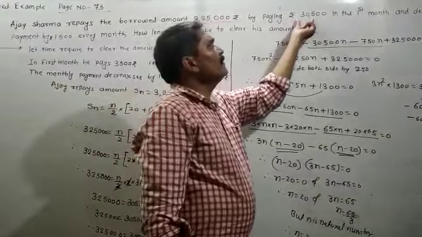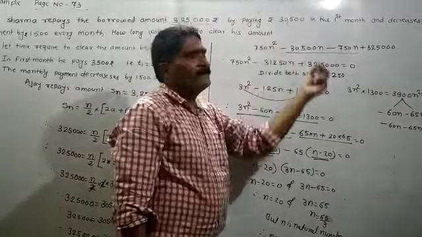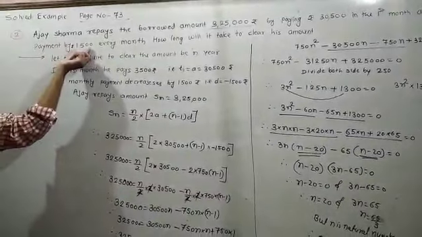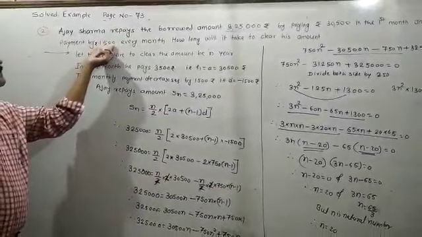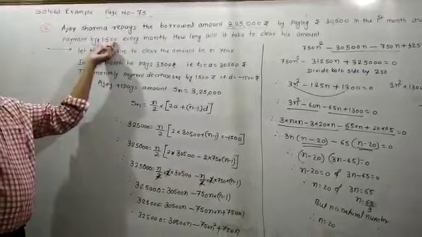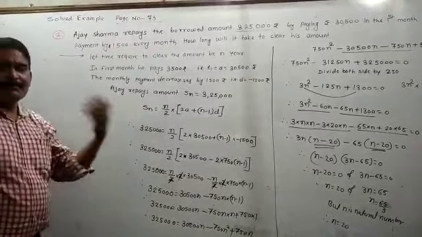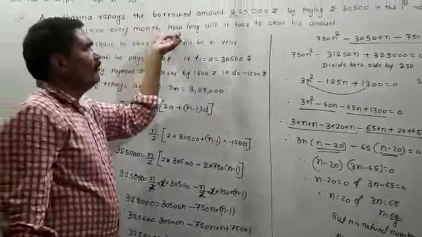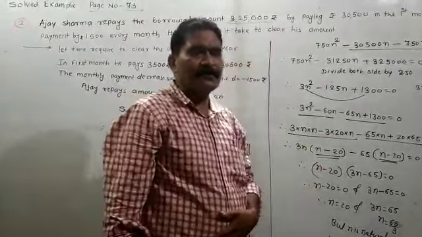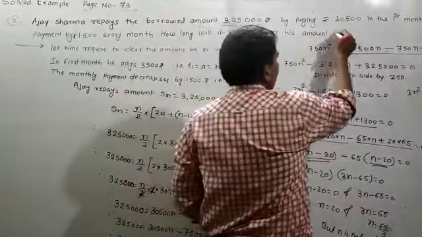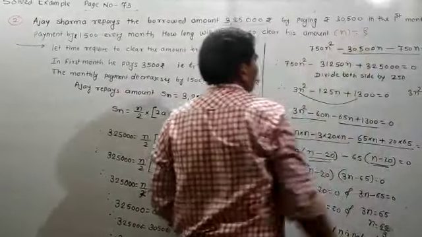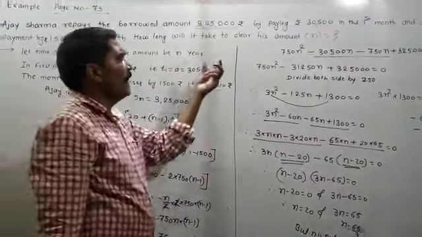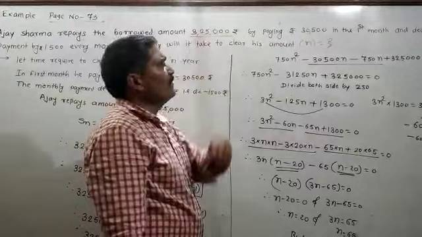installment of 30,500, and for each and every next installment he is paying 1500 rupees less than the previous installment. Then you have to find out how long it will take to clear the amount. Means you have to find n, that is n equals question mark. Means within how many years he will repay this amount to the bank.